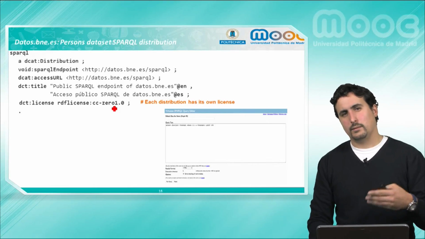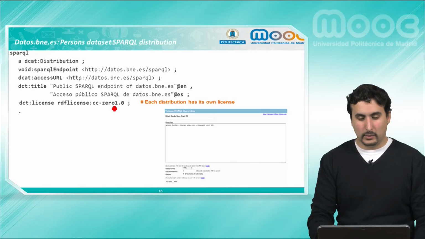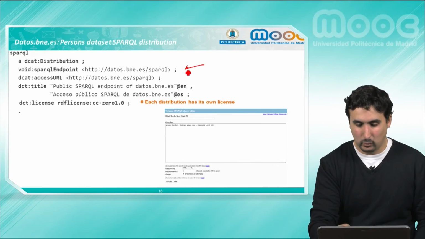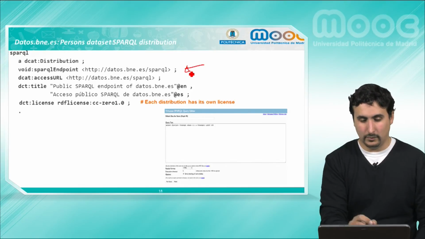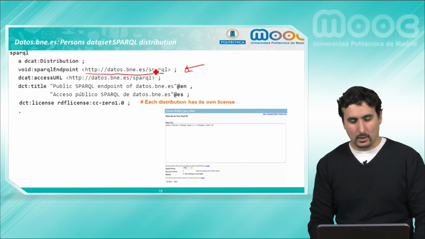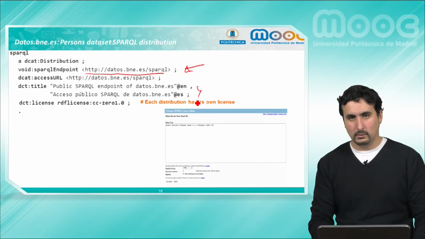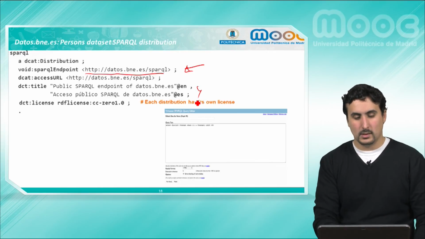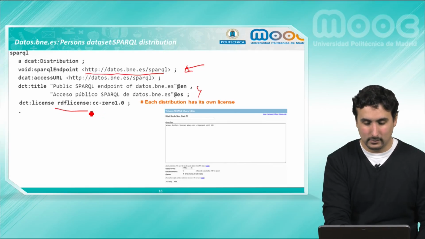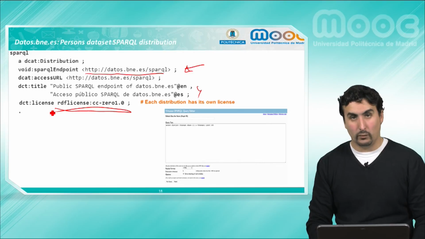As well, we define the information about how to access it. We define, in this case, the URL of the SPARQL endpoint, so we can execute SPARQL queries over this dataset. And we have information, again, describing it, textual information in different languages, and the license of each distribution of our data.